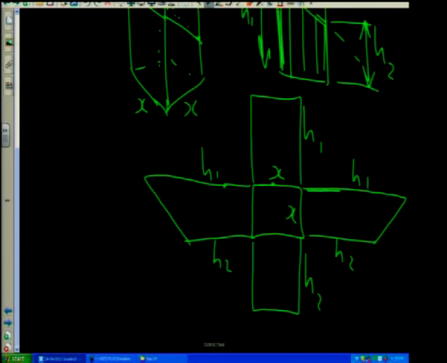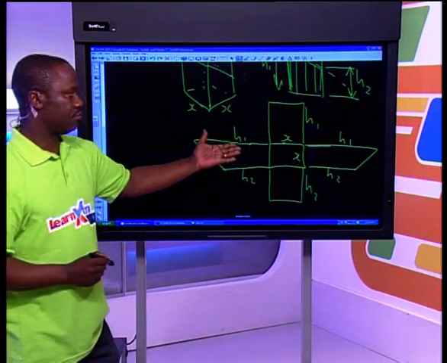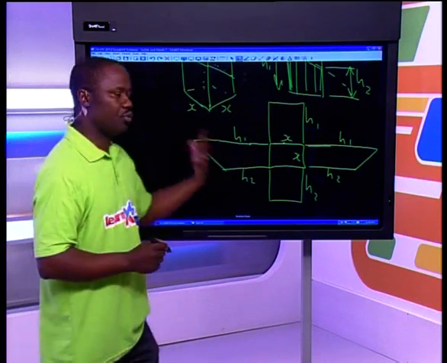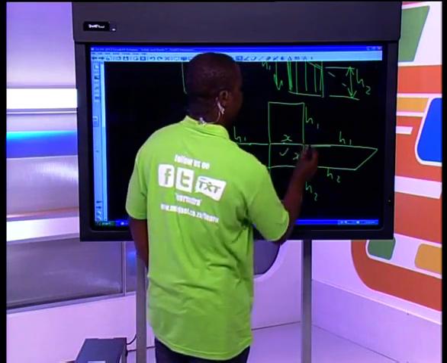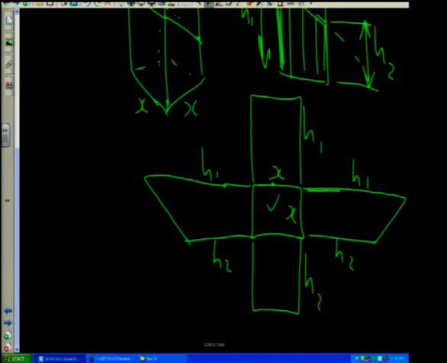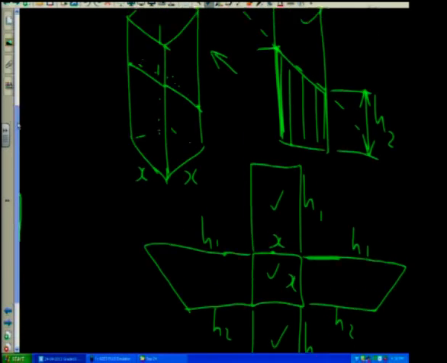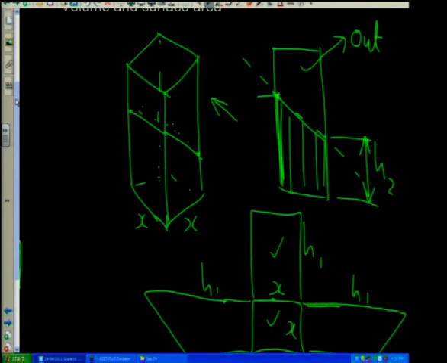Now, if you have a net like that, it should be easy again to say, I know the dimensions of the square, I know H, and I still have X here. I will know that area. I will know that area as well, if I gave you the height H1 and H2. All right, let's see. Cool.